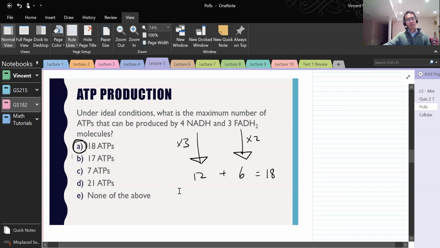All right. Some of you chose 7. Actually, some of you chose some of the other options. Are you okay now? Do you understand why it's 18 and not 17, 7, or 21?